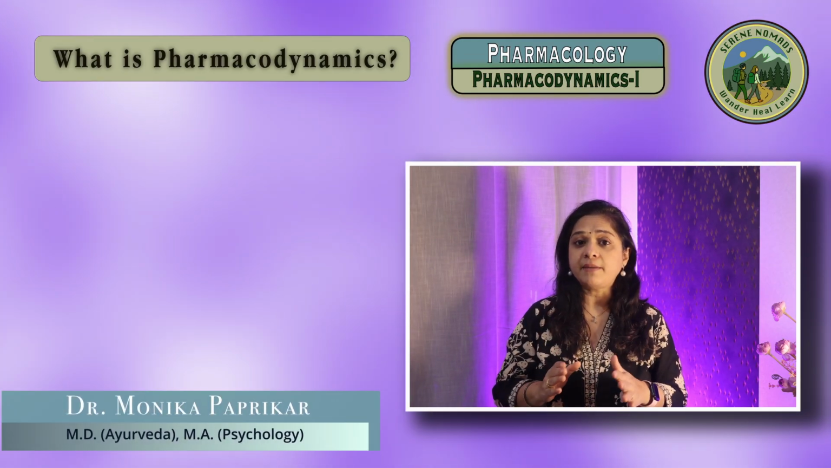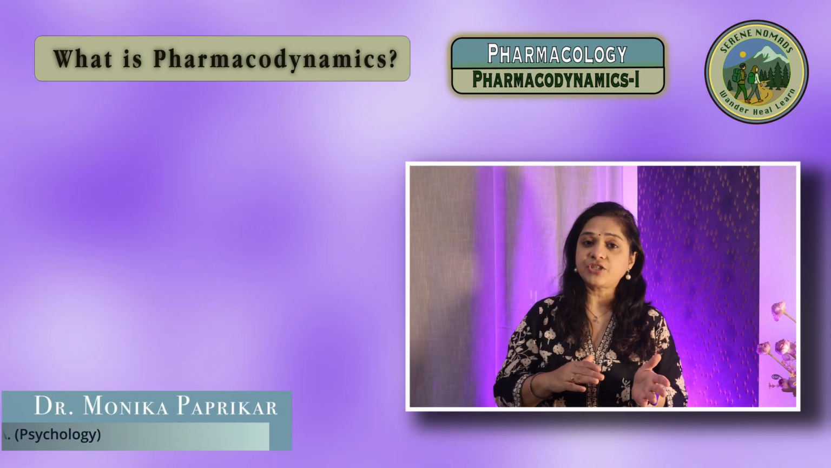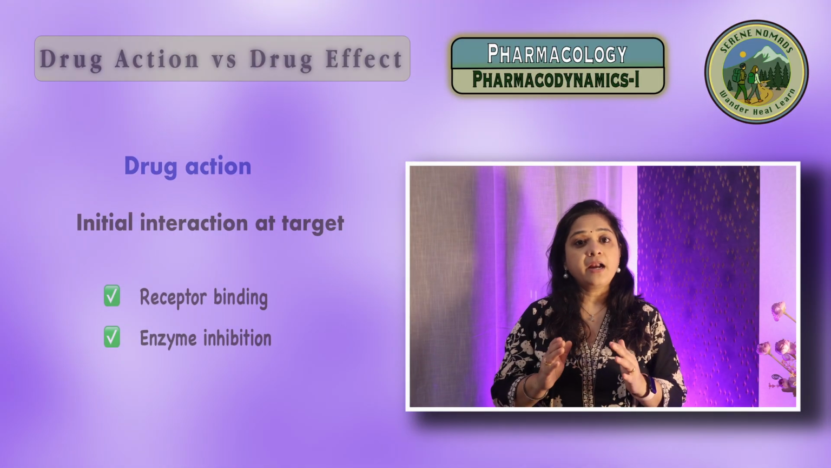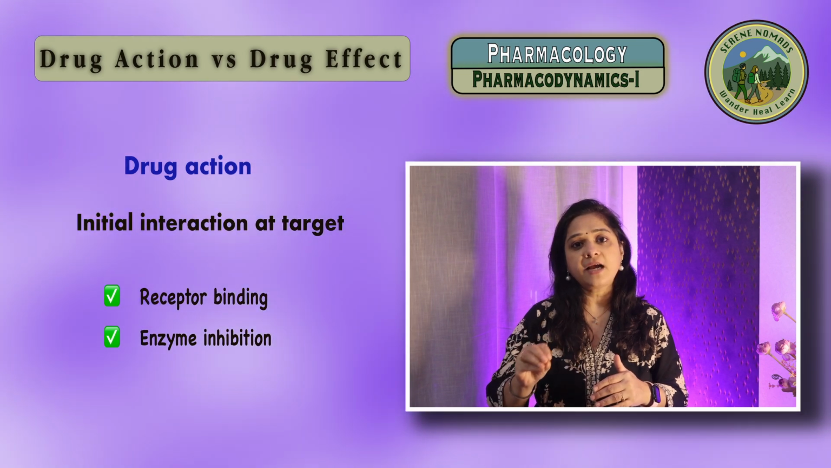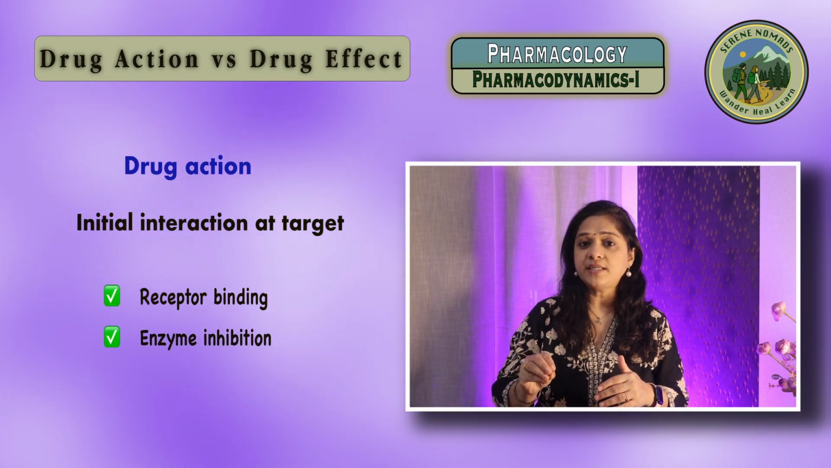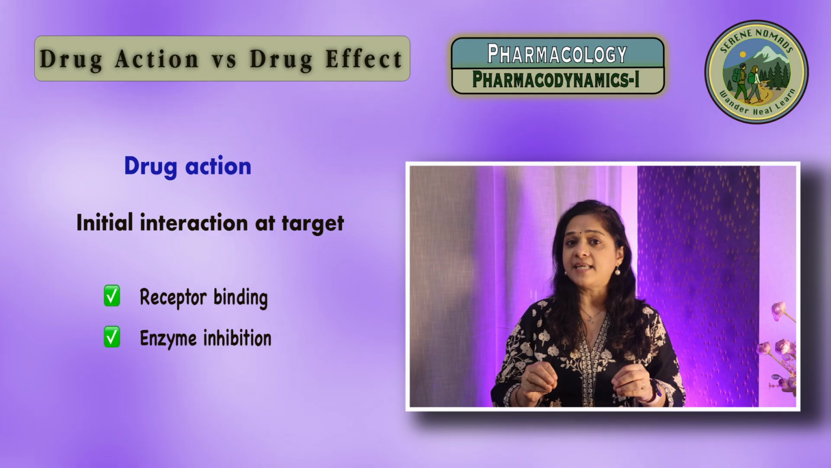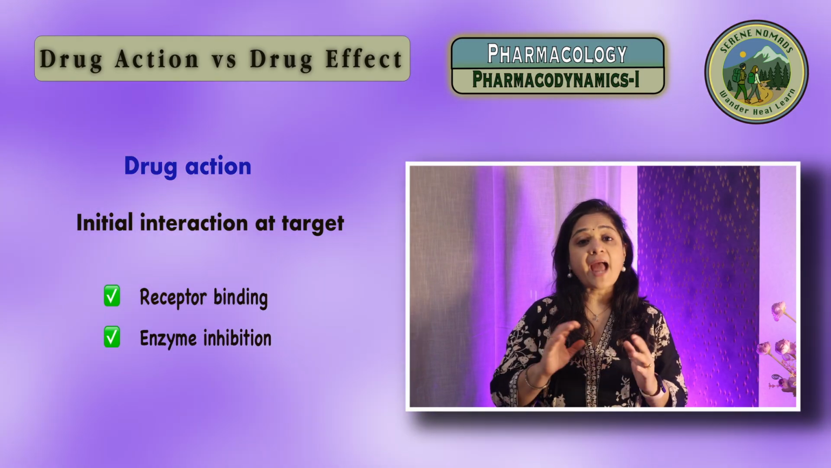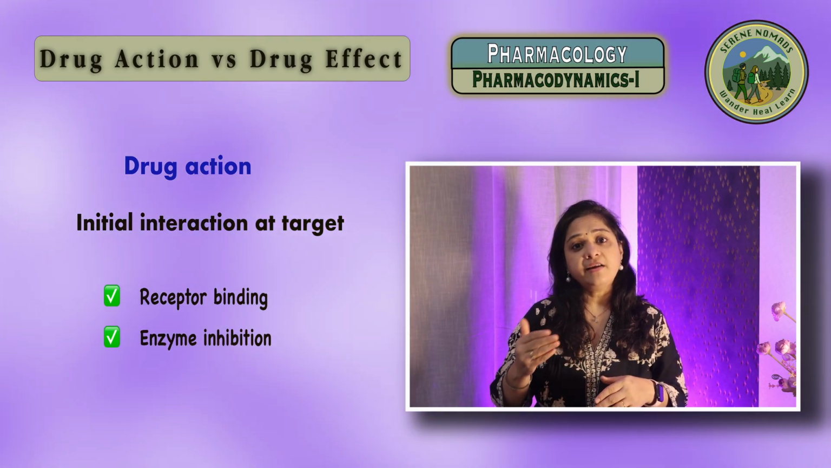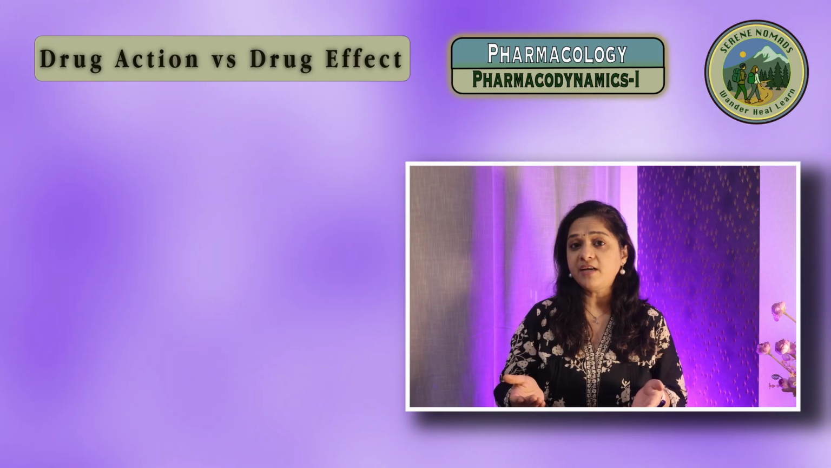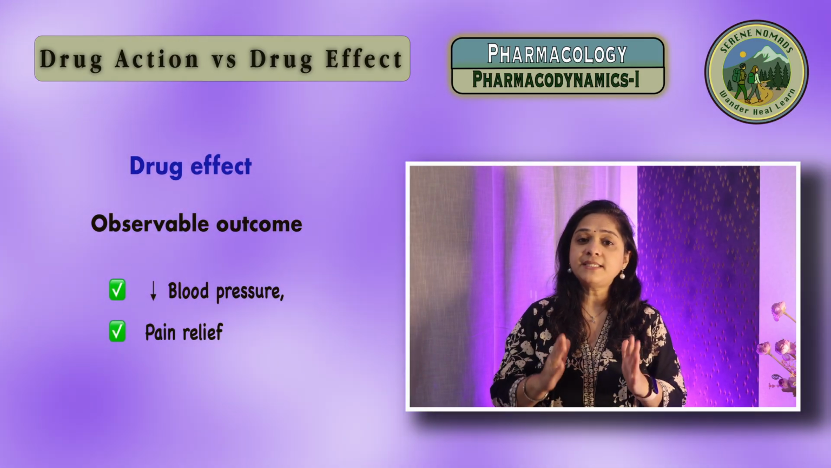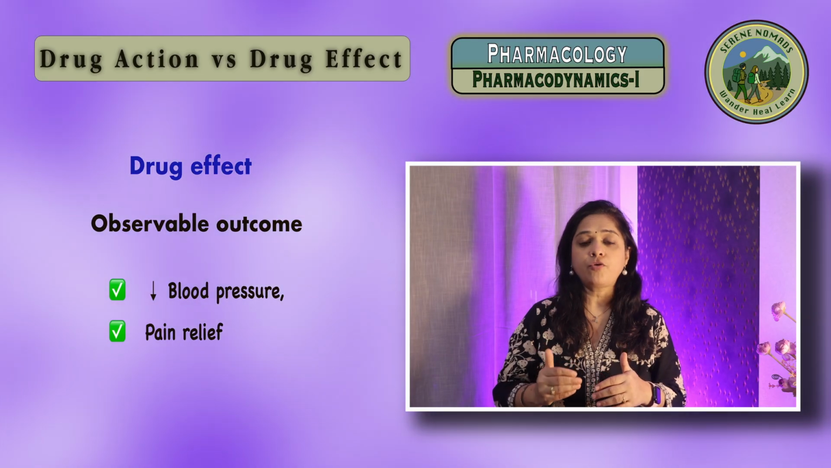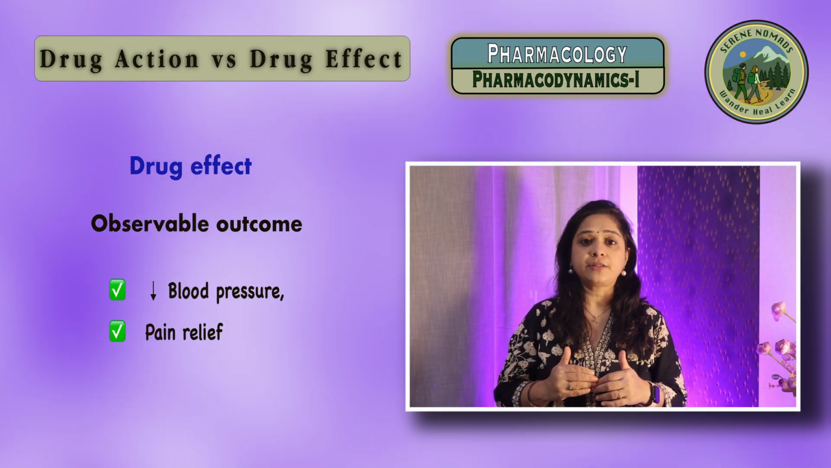In pharmacodynamics, we differentiate between drug action and drug effect. Drug action refers to the initial interaction of a drug at its target, like binding to a receptor or inhibiting an enzyme. But what we actually see in a patient, like reduction in blood pressure or pain relief, is a drug effect. This results from a series of downstream events following the initial interaction.